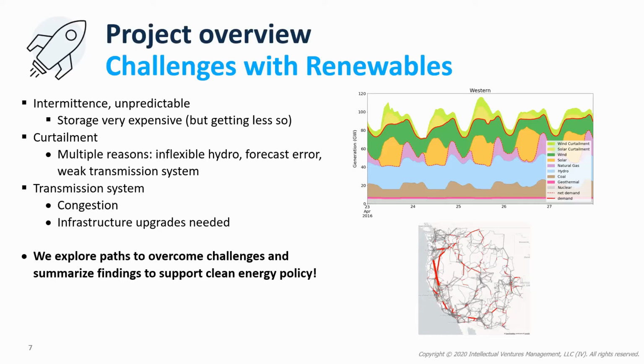When the electricity generated by renewable energy is exceeding the demand, it will result in something called curtailment, where it will be wasted. And so this is unfortunate. This is something that we want to avoid. It's a challenge of integrating more renewable energy into the U.S. electric system. Our team models paths to overcome these sorts of challenges, and we summarize our findings to support clean energy policy.